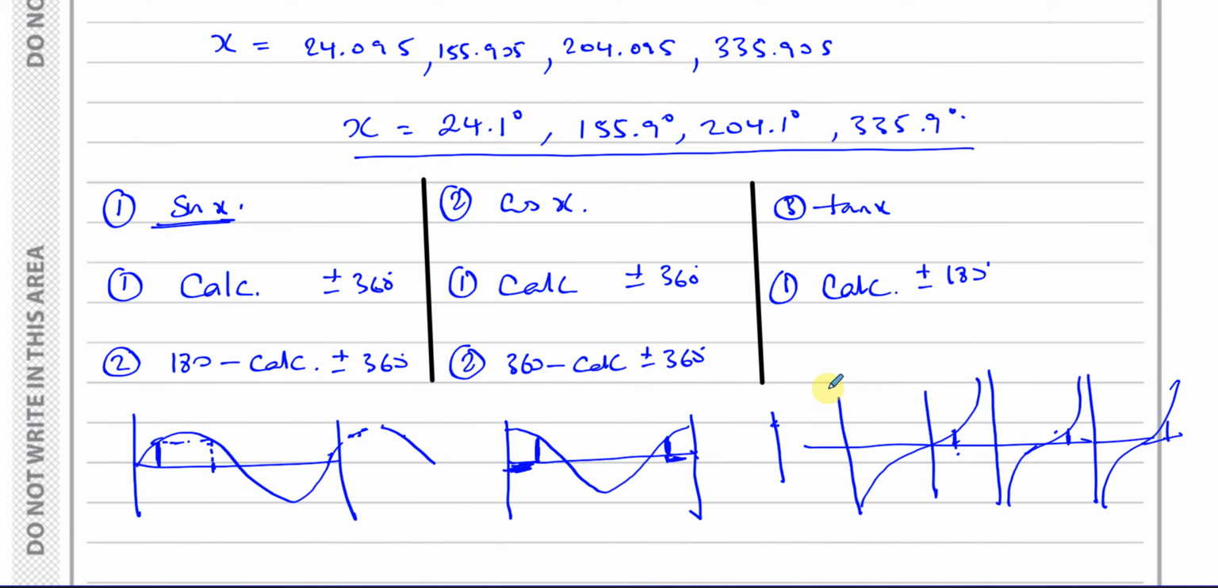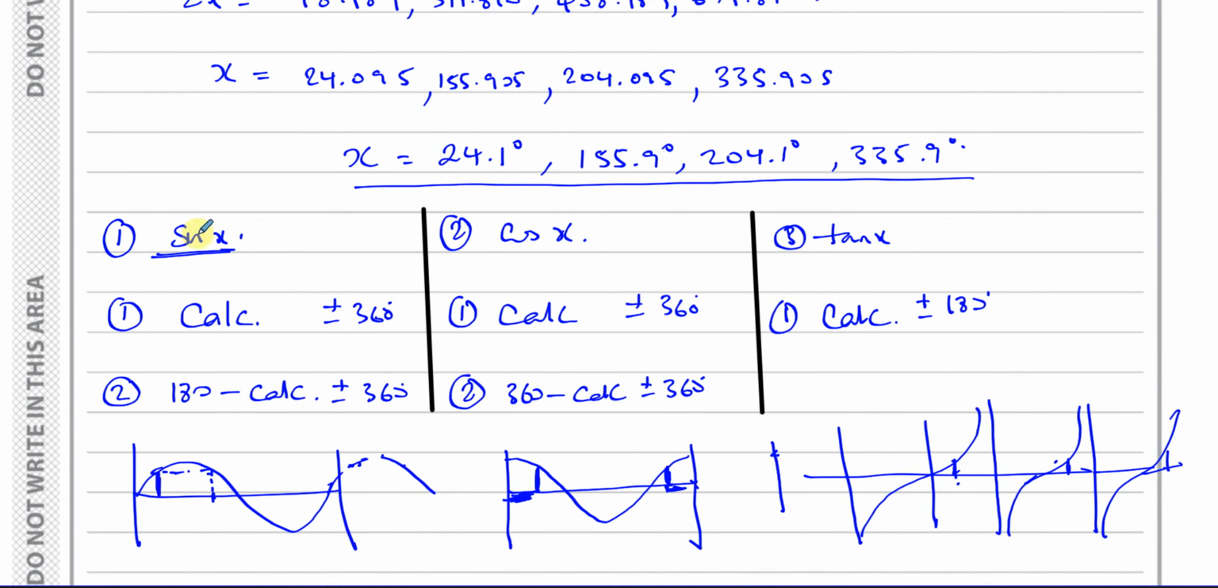reasoning behind this. You can also use the CAST diagrams, as many people like to do. I personally think this is way less confusing. It's easier to just think about it in terms of the symmetries and get the answer straight away. But you can use the CAST diagram, as they call them. I like to call it the ASTC diagram, right? And you just use the symmetry. You find the principal or the associated acute angle.